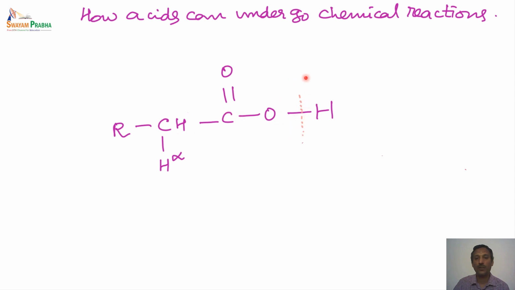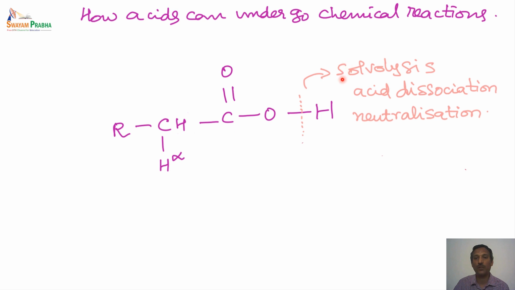The first one is, as I showed here, we can break the oxygen hydrogen bond. This reaction is simply called solvolysis or acid dissociation or neutralization reaction. Because once you remove this acidic proton and treat with a base, we end up with the salt of this particular carboxylic acid. So that is the neutralization reaction. Or when this dissociates, it becomes H plus and the COO minus ion.